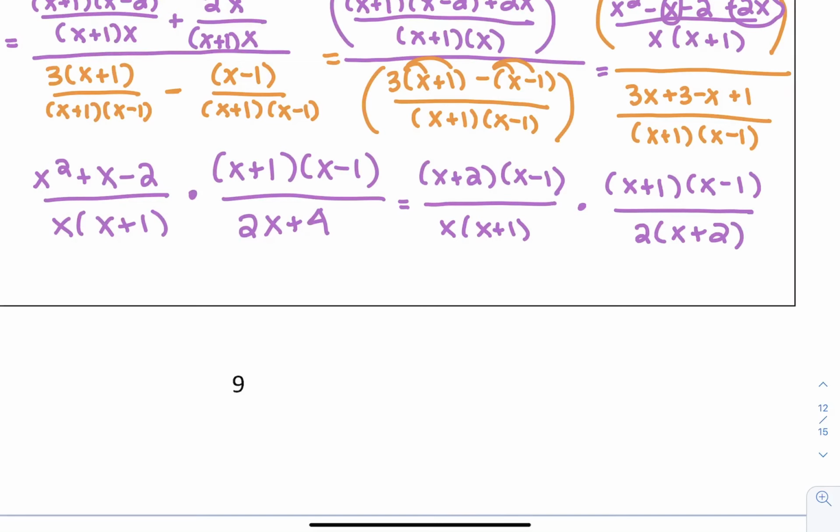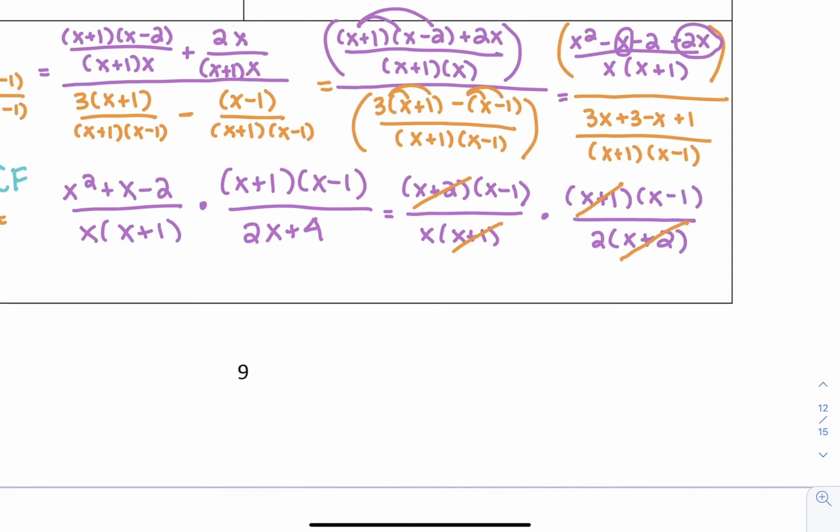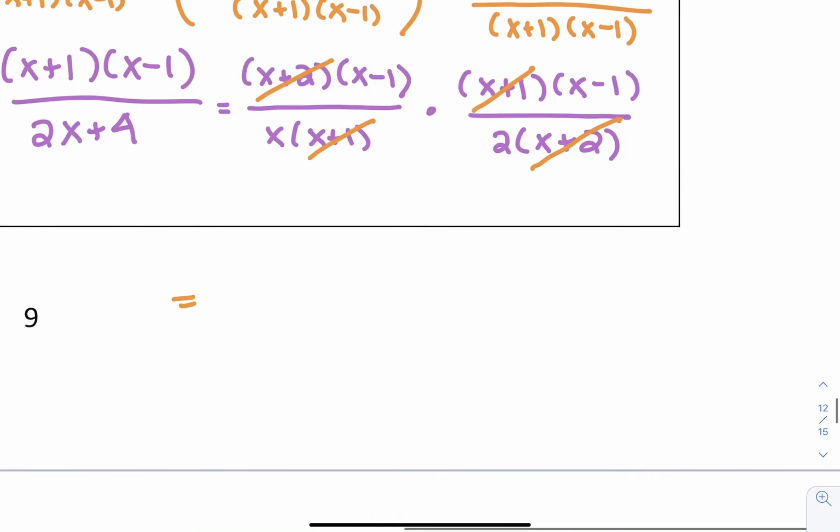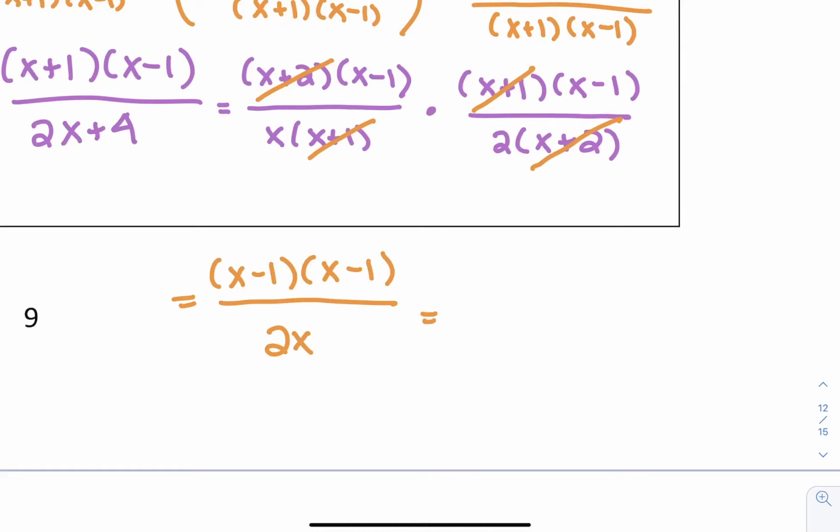Now we can finally see what we can cancel. I can cancel an x plus 2 and an x plus 2. I can cancel an x plus 1 and an x plus 1. So now, finally, I'm left with x minus 1 times x minus 1 all over 2x. And last up, I'm going to remember to FOIL out this last part. So x squared minus x, which is minus 2x, plus 1, because minus 1 times minus 1 is plus 1, all over 2x.